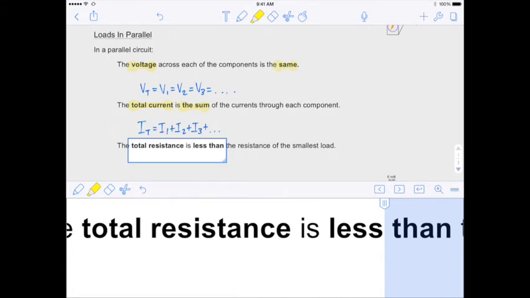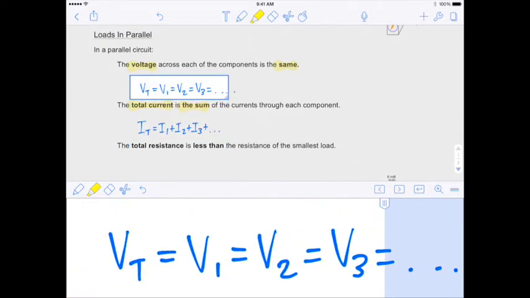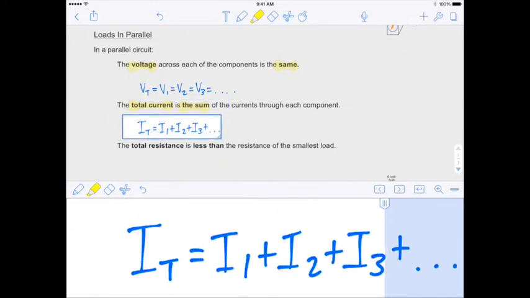There are 3 equations for parallel circuits. For parallel circuits, voltage is the same across every component. So if you know the voltage across one component, you know the voltage across any component. For current, the individual currents add up to the total current. So these are the 2 equations for voltage and current for a parallel circuit. If you compare them to the equations for a series circuit, you'll notice that they're opposite.